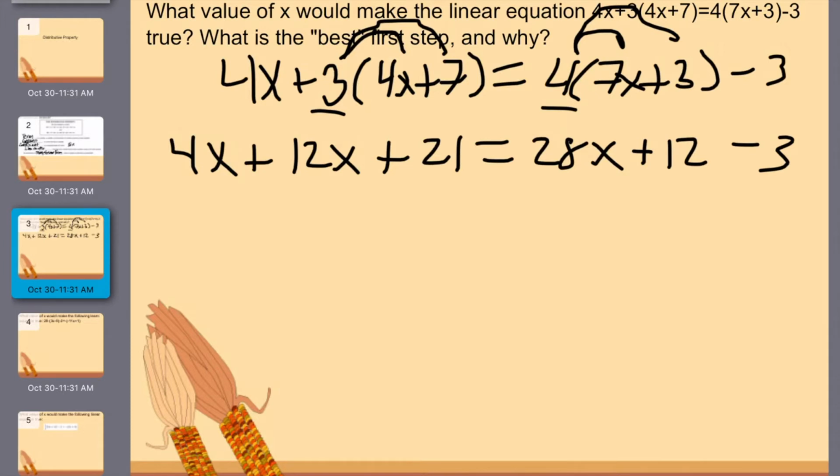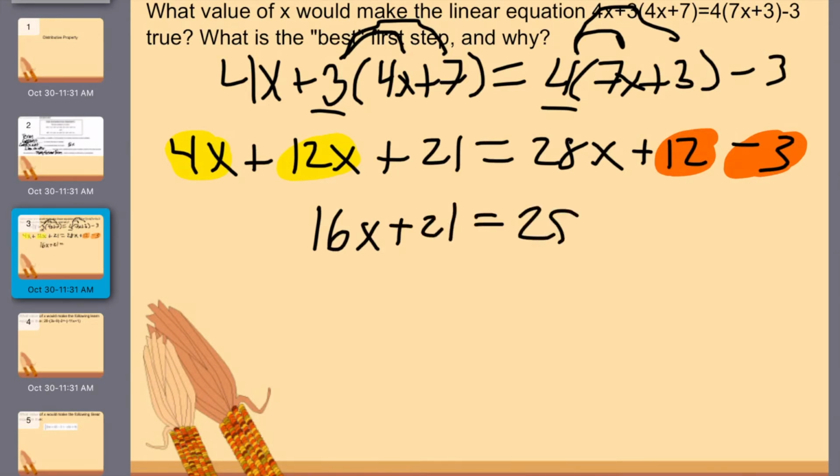And now it's important for me to figure out what my like terms are. Again, like terms are terms that have the same variable with the same exponent. So 4x and 12x are like terms on my left-hand side. And numbers that don't have any variables, constants, are also like terms. So 12 minus 3. So 12x and 4x when added together give me 16x plus 21 equals 28x. 12 minus 3 gives me 9, so plus 9.